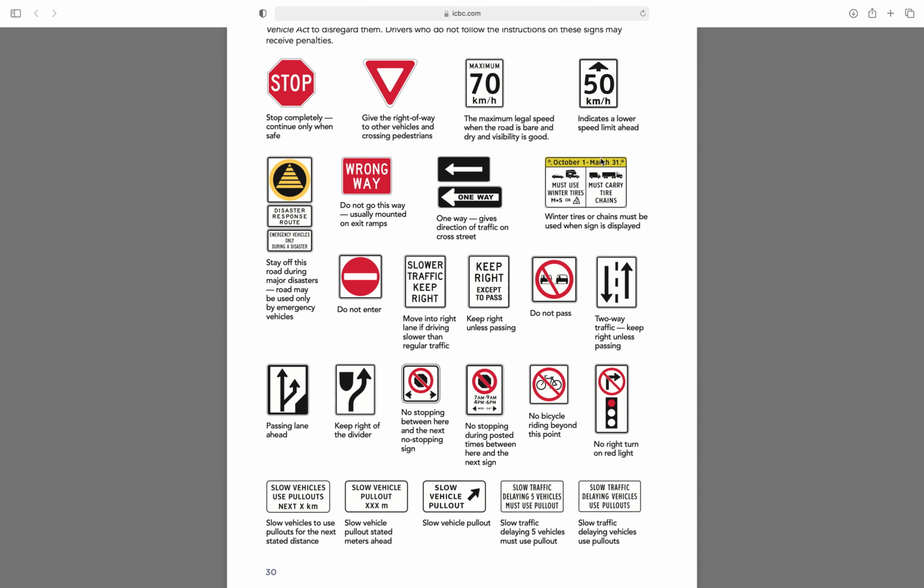This is for BC, March to October. You don't have to have winter tires, but then from October to March, you must have winter tires or tire chains. And they do check these at roadblocks and things like that. So again, I thought it was May, but it must be March. October to March, you have to have them if you're traveling up to Whistler or traveling up to the Okanagan.